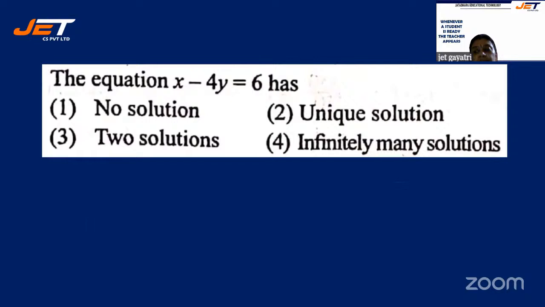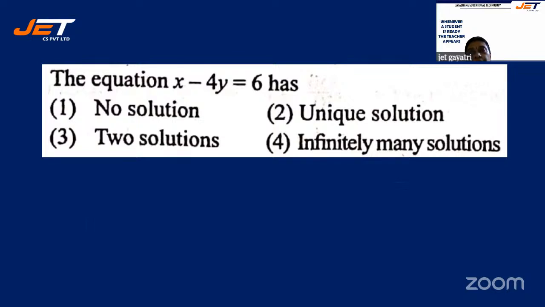See the next question. The equation x minus 4y is equal to 6. Does it have any solution? Does it have a unique solution? Does it have two solutions? Or does it have infinitely many solutions? So this equation has no solution, unique solution, two solutions, or infinitely many solutions.